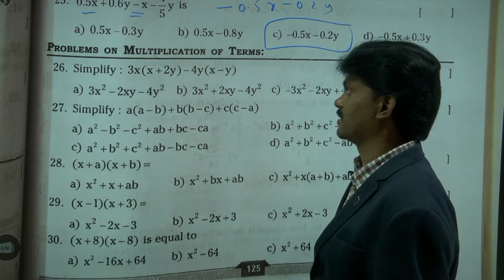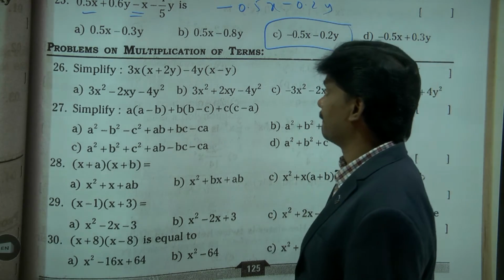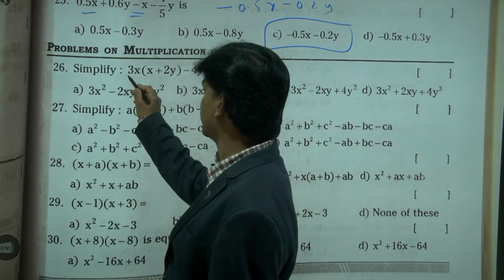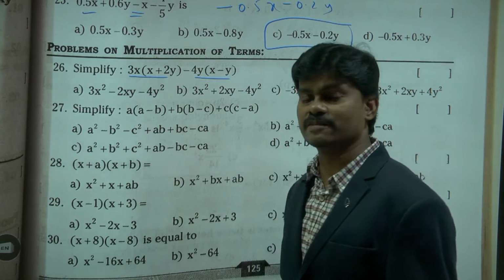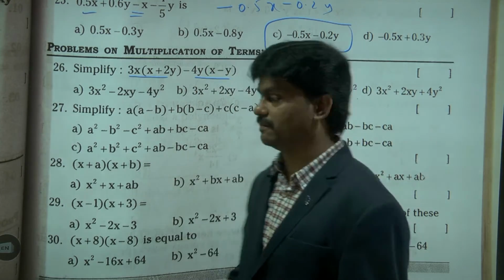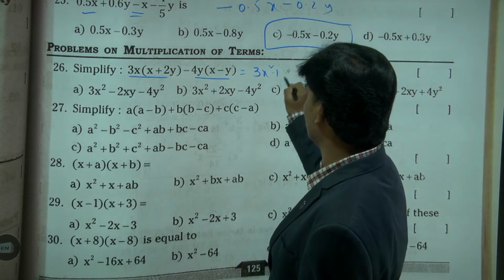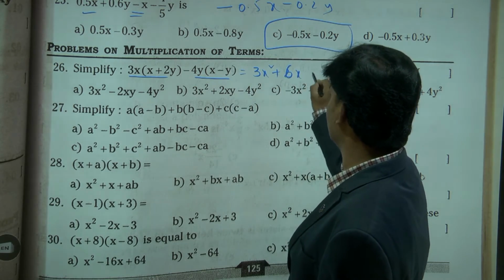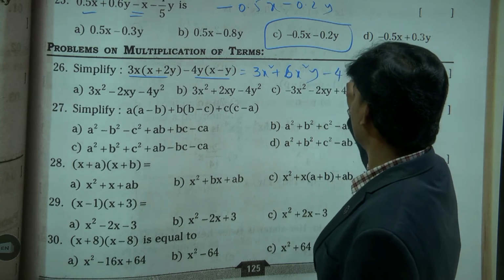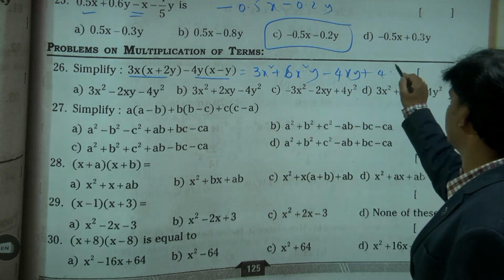Option C is the correct. And then simplify. Here we have product and here we have product. Let's multiply, then we have to simplify. 3x and x is 3x square. 3x and 2y is 6x square y. And 4xy plus 4y square.